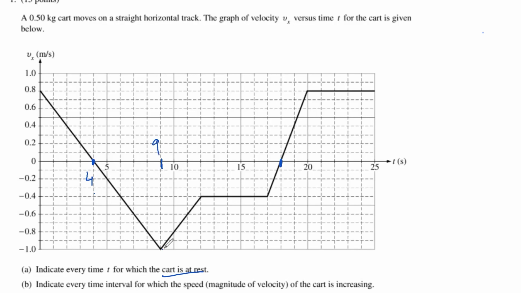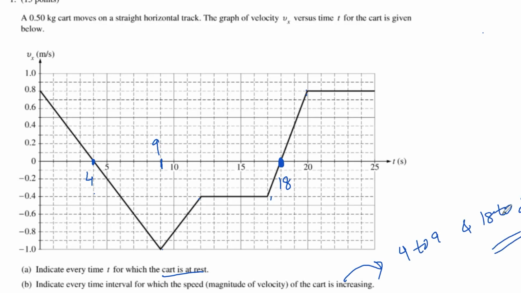Its speed increases and then again starts decreasing, becomes constant, and then again starts decreasing and reduces to 0 at t is equal to 18 seconds. Then from 18 to 20 again it starts increasing. So that means the speed of the cart increases from 4 to 9 seconds and then 18 to 20 seconds.